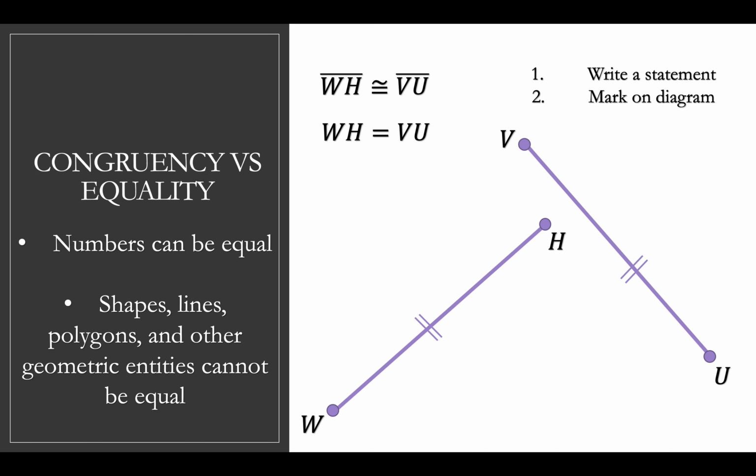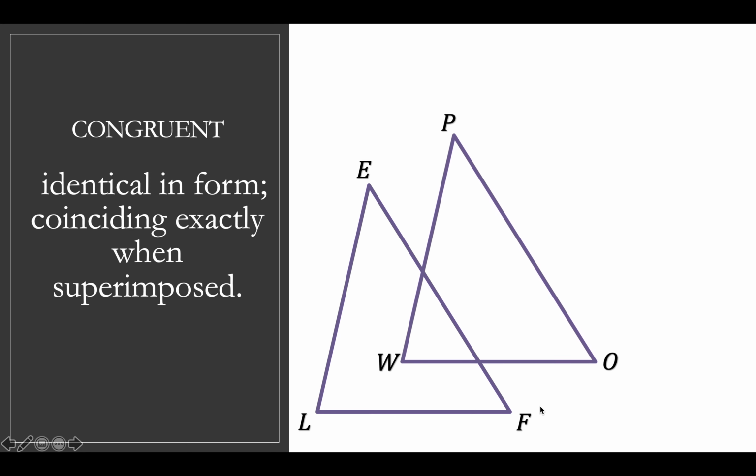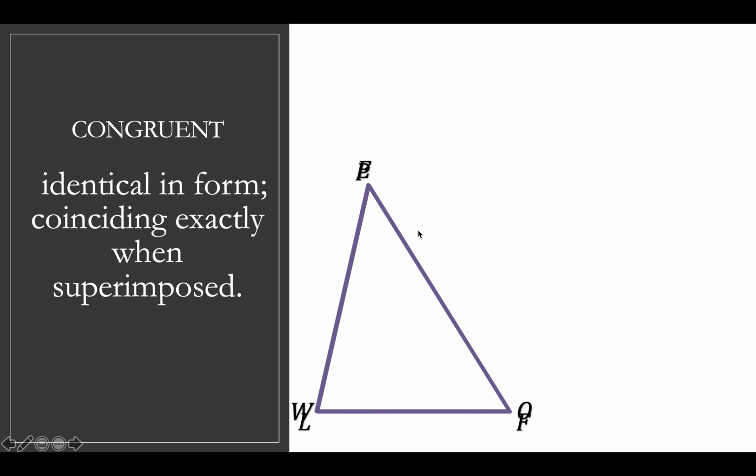Now, what does superimposed mean? All right, superimposed literally just means to put on top of. So if I were to take, here's two triangles. If I were to take triangle PWO and move it on top of ELF, then I would just do this. And you can see that when I do that, they look like the same triangle. So they are identical in form. And that means that they are congruent. Right? So how do I write that? Well, I would write triangle ELF is congruent to triangle PWO.